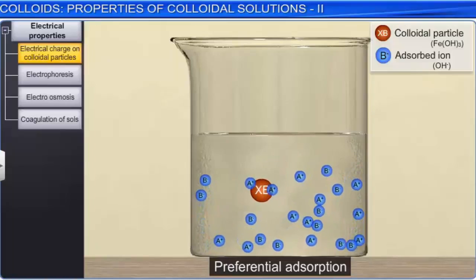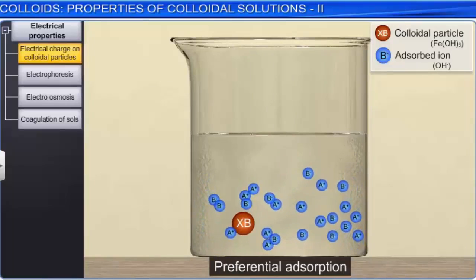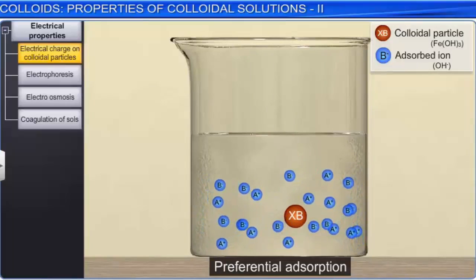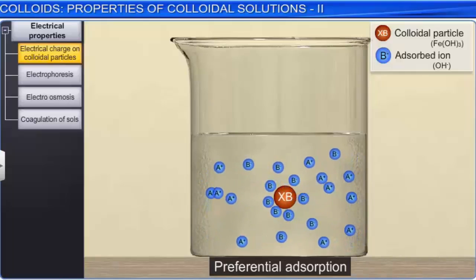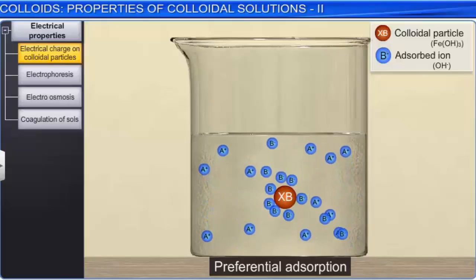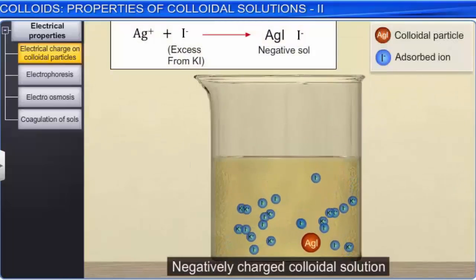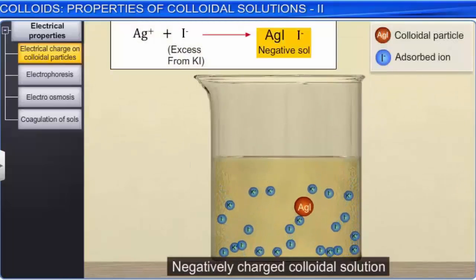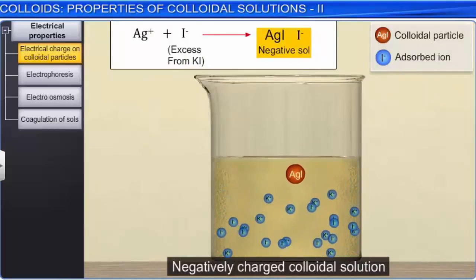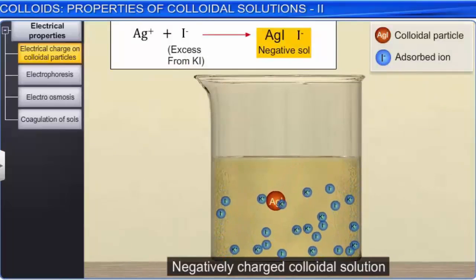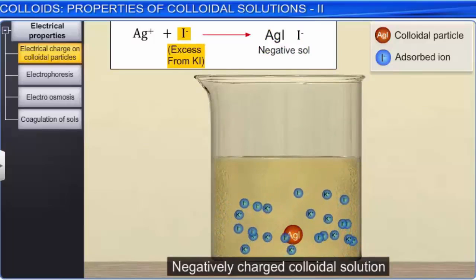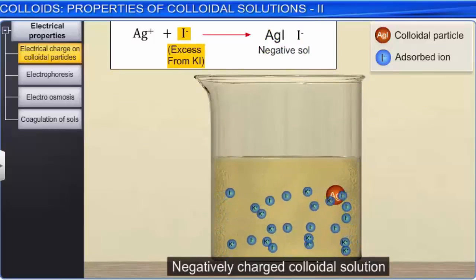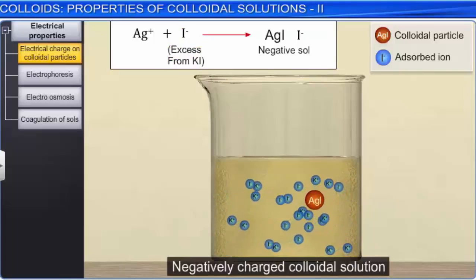An ionic colloid preferentially adsorbs the ion common to the colloidal particles from the solution. For example, silver iodide precipitate adsorbs iodide ions from the dispersion medium if an excess of potassium iodide is used to prepare it. This results in the formation of a negatively charged colloidal solution.